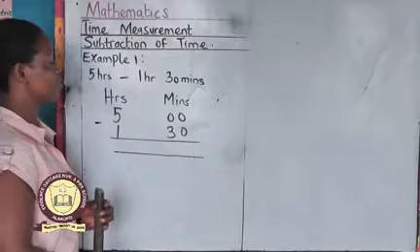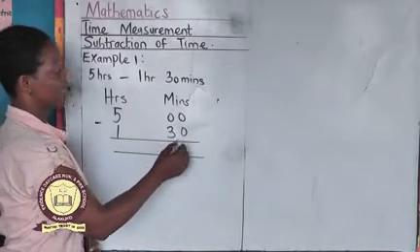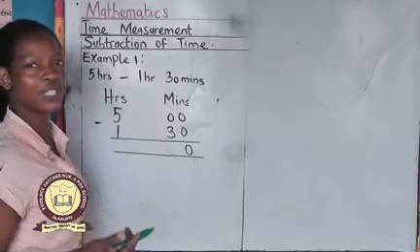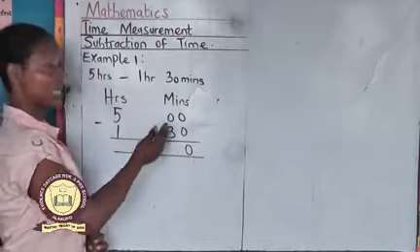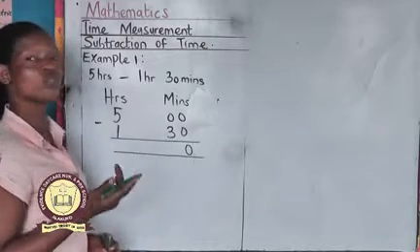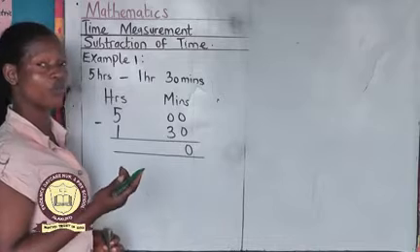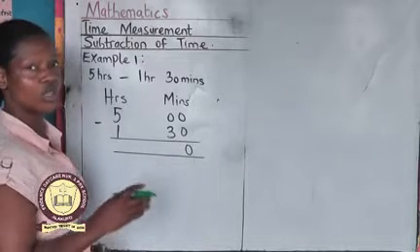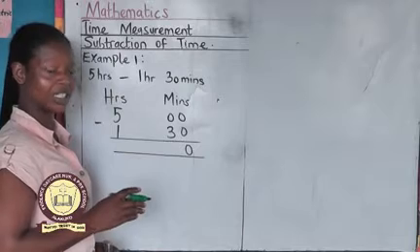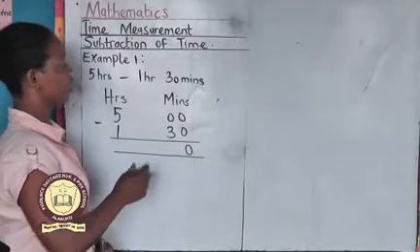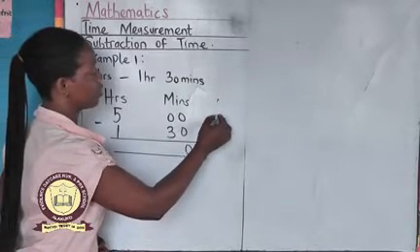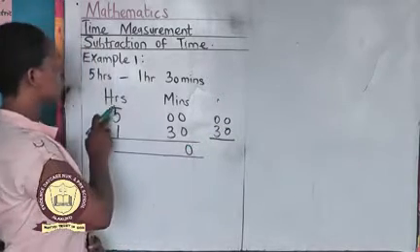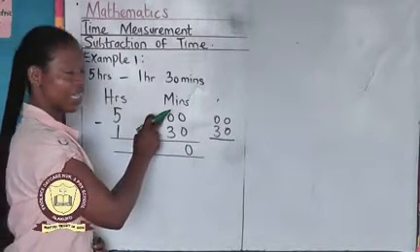So you are starting from here. 0 minus 0 will give you 0. Here you have 3. Here you have 0. Is it possible for you to take away 3 from 0? No. So you are going to do something. It means you are going to borrow. The way you did your addition, you are going to do your subtraction too, in the opposite way. Now, write your minutes out: 00, 30. So you want to borrow 1 from the hour.